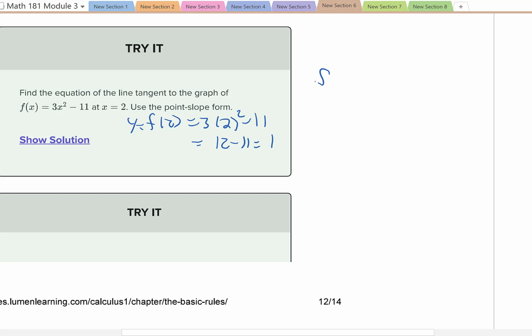And we want to get f prime of x. It's just going to be the derivative of 3x squared, which is 3 times 2x. The derivative of 11 is 0. So it's 6x. So f prime at 2 is 6 times 2.